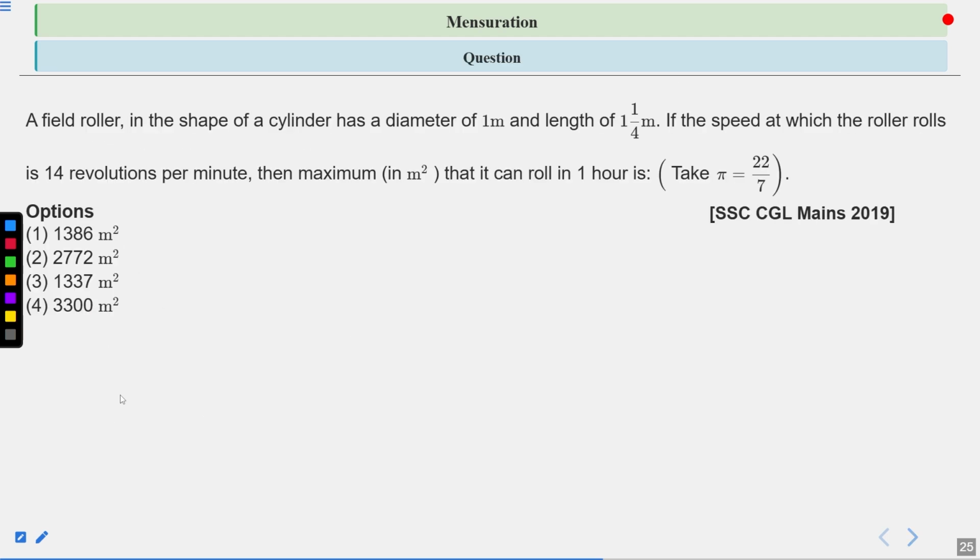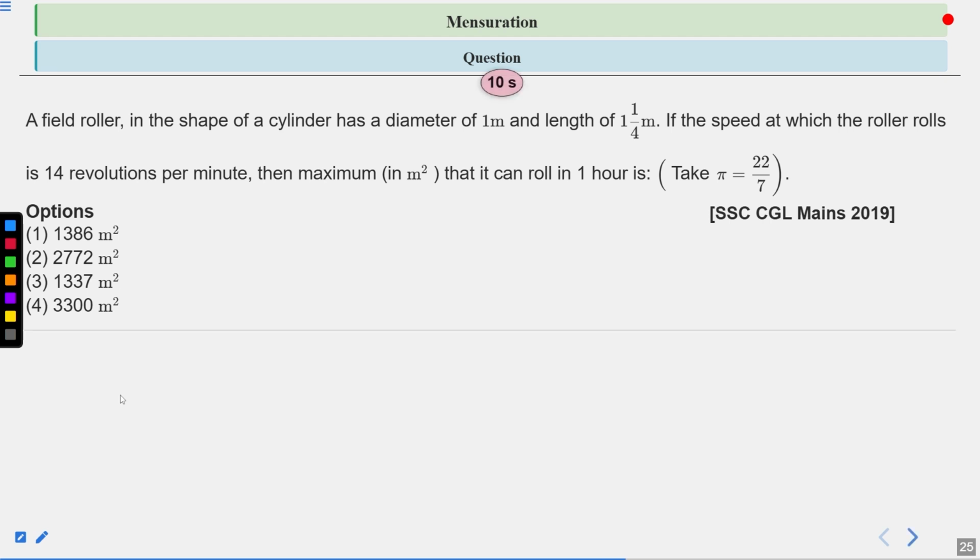A field roller in the shape of a cylinder has a diameter of 1 meter and its length is 1 and 1 by 4 meter. If the speed at which the roller rolls is 14 revolutions per minute, then what is the maximum area in square meter that it can roll in 1 hour? Take the value of pi as 22 by 7. And this question was asked in the SSC CGL Mains exam in 2019. So there are 4 options. First one is 1386 square meter, second is 2772 square meter, third one is 1337 square meter, and fourth one is 3300 square meter.